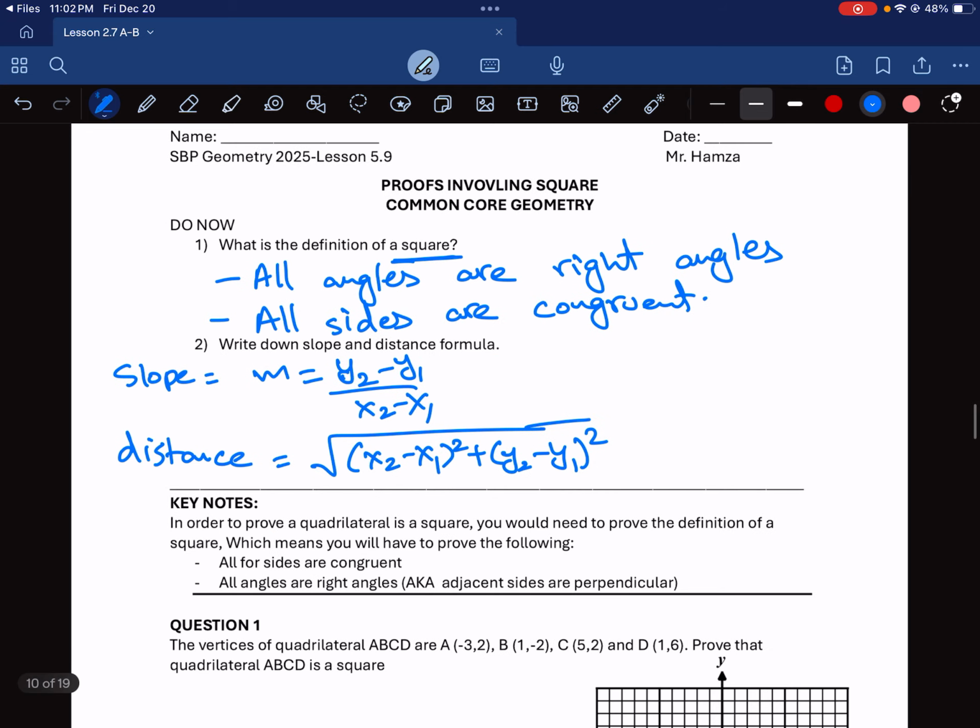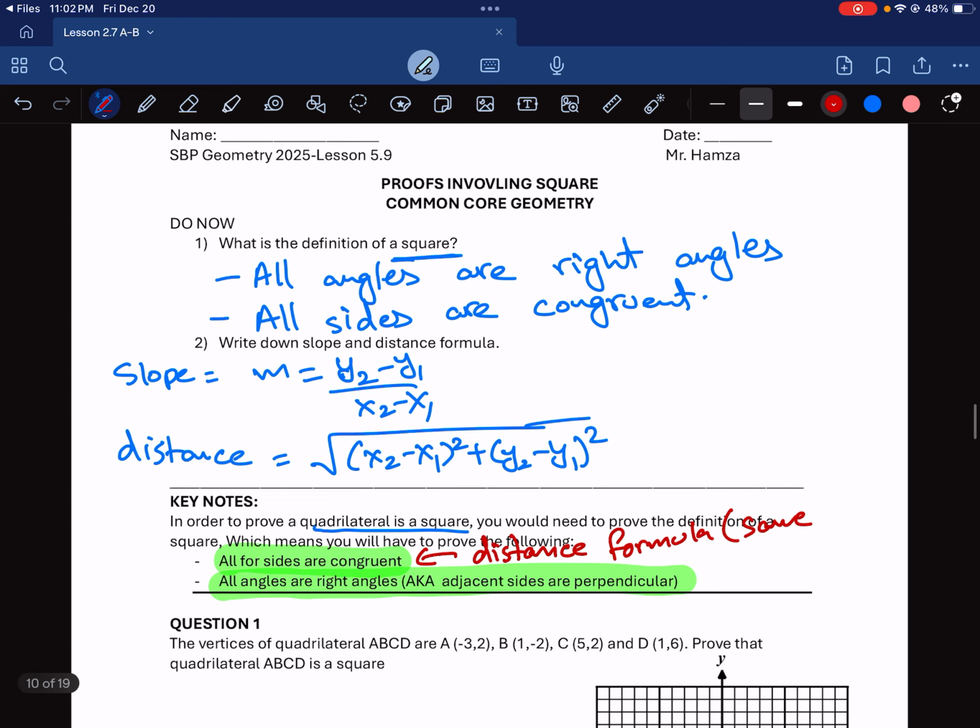Now, when it comes to proving that a quadrilateral is a square, you have to prove the definition of a square, which means you have to prove two things. One, that all four sides are congruent. And then also that all angles are right angles. To prove that all four sides are congruent, you're going to use the distance formula, to show that they all have the same distance, basically the same length.